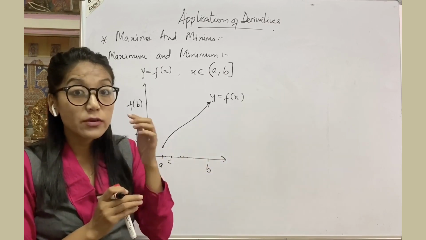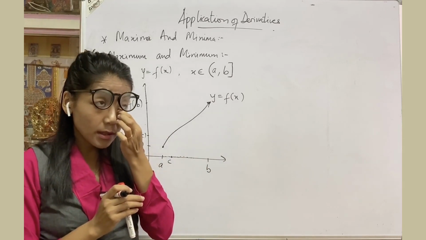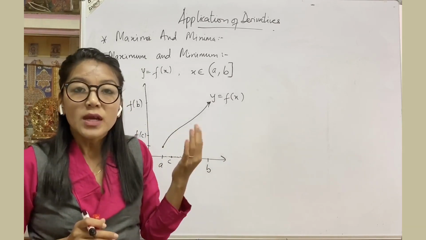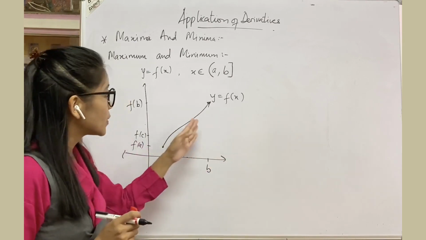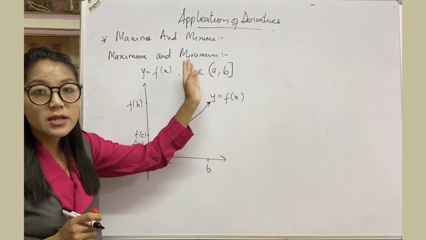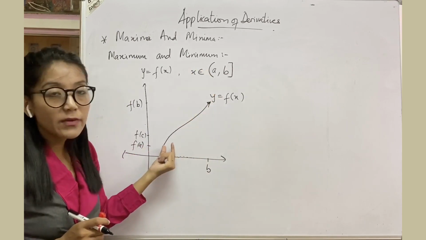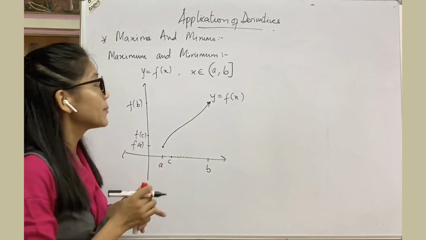It depends on the interval. Now it is not necessary that a function will always have extreme values. I have shown you one example here. When we change the interval, you can see that the minimum value of this function does not exist.